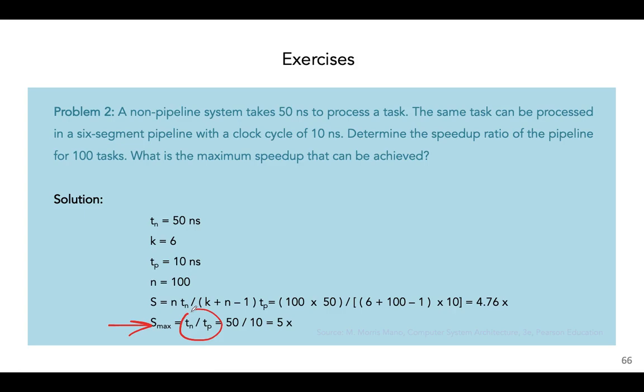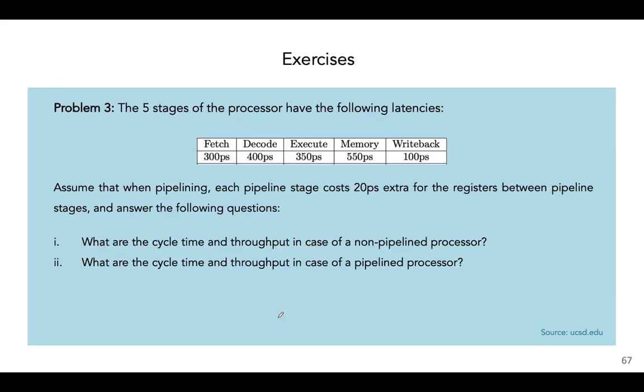Again, it was discussed previously, and this is simple enough. You get 5. So the maximum speedup that you can achieve by using this type of pipeline with this type of clock cycle is 5 times. That is the maximum you can get. This is the real value, and this is your maximum value. Okay, so this is how you solve these kinds of problems.